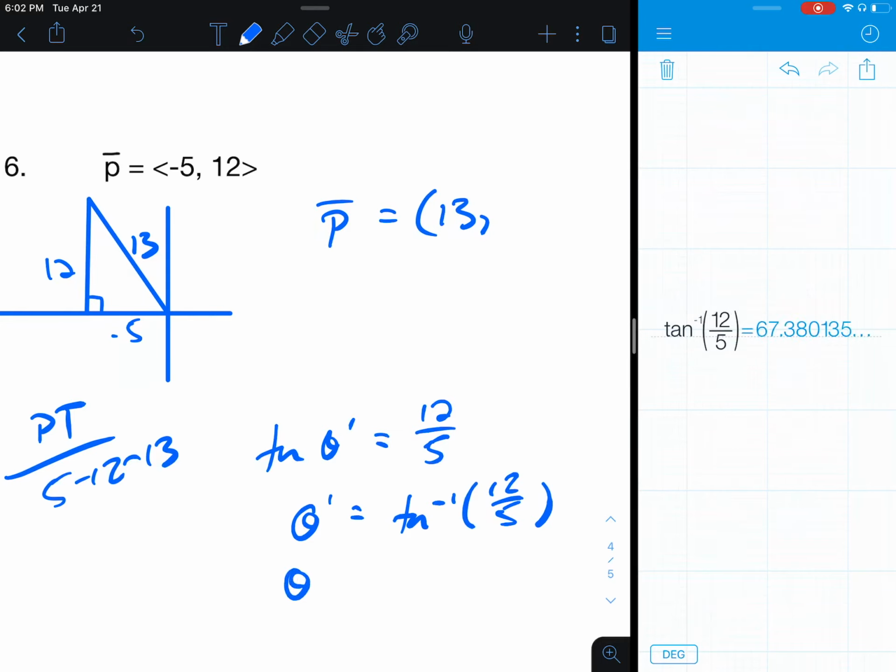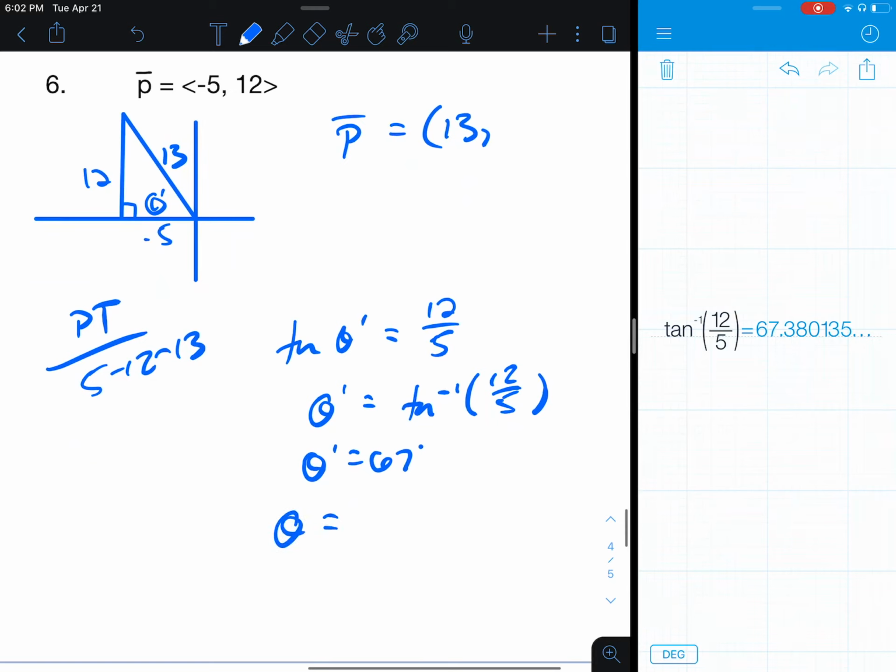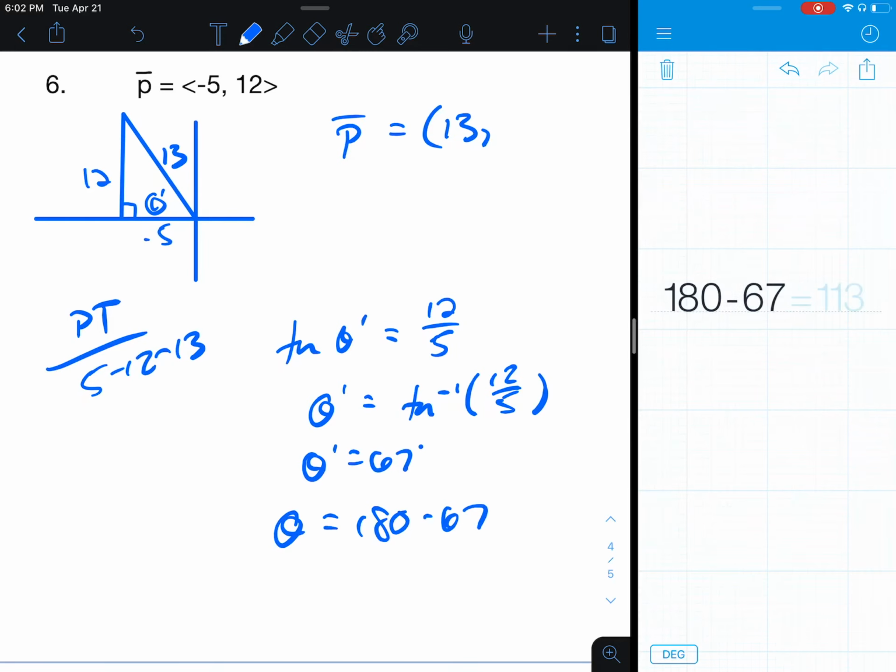67 degrees. That is this angle right here. We want to know this angle, so we're going to have to subtract that from 180. Theta is going to be 180 minus 67. It's 113 degrees.